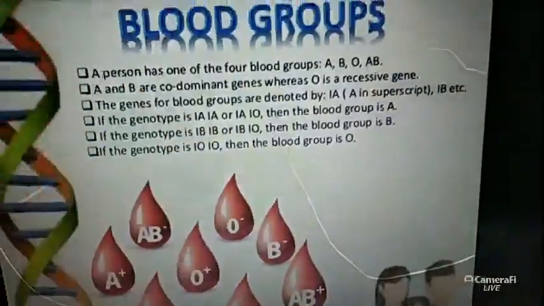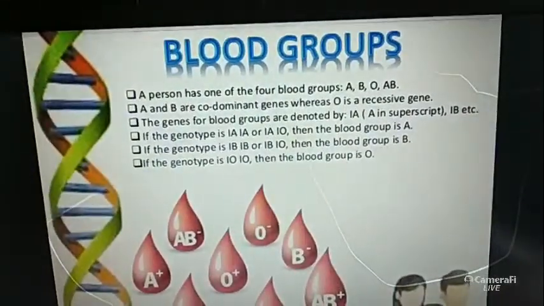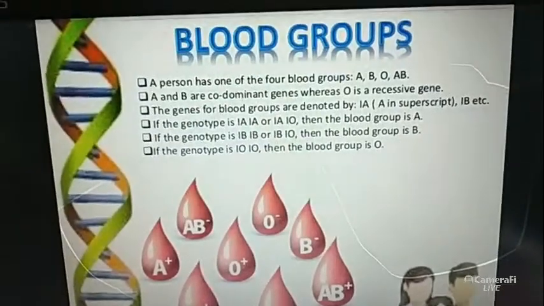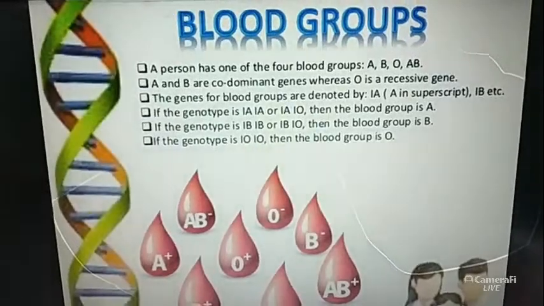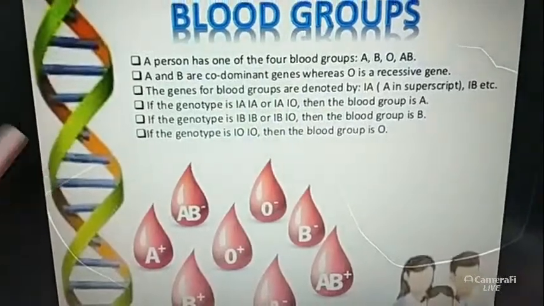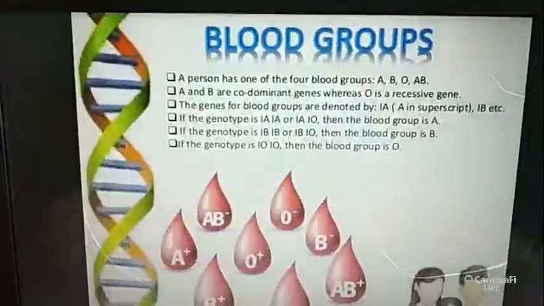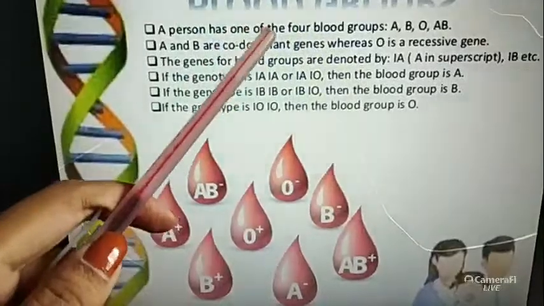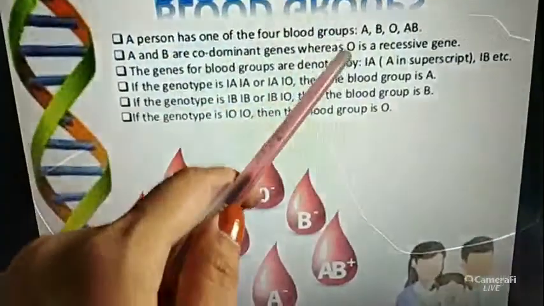So the second point is that A and B are the co-dominant genes whereas O is the recessive gene. So what is the meaning of this? Already we know that there are two types of genes present in our body. The first one is the dominant gene, the second one is the recessive gene. The dominant gene means the gene that can dominate the other gene, and those genes that are dominated by the other gene are called recessive genes. So A and B are co-dominant genes. Co-dominant means A and B can dominate the other genes, but O is a recessive gene.